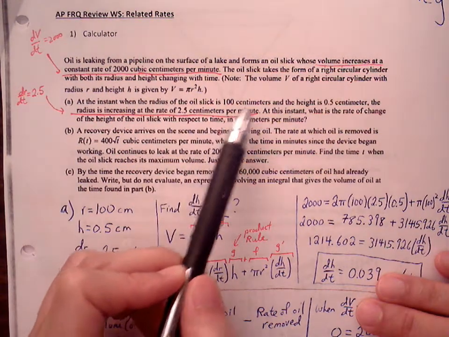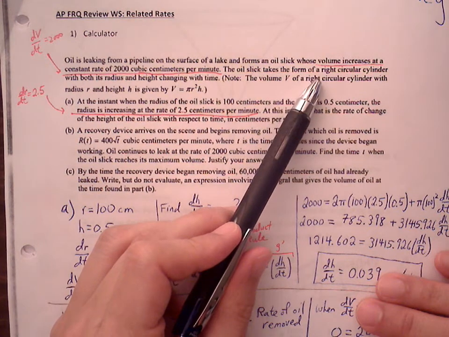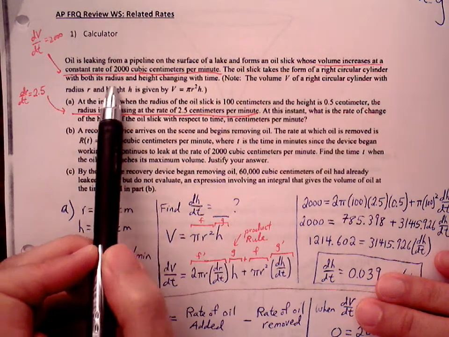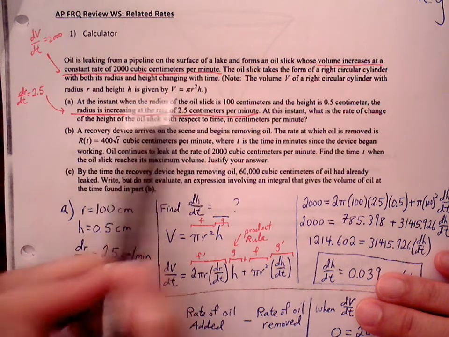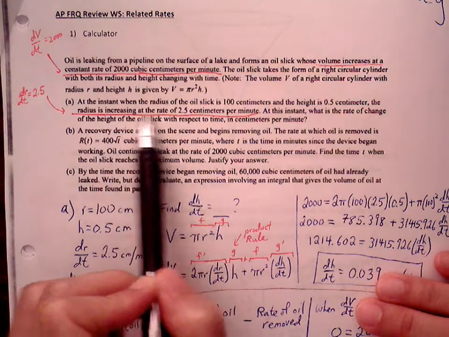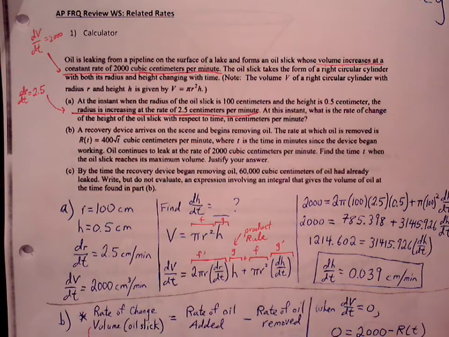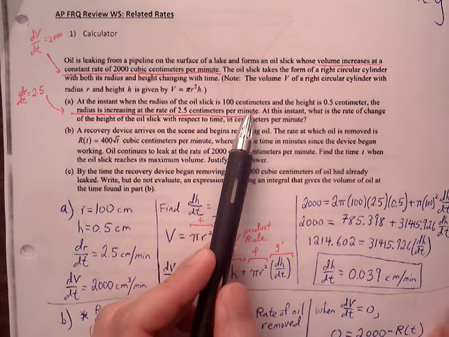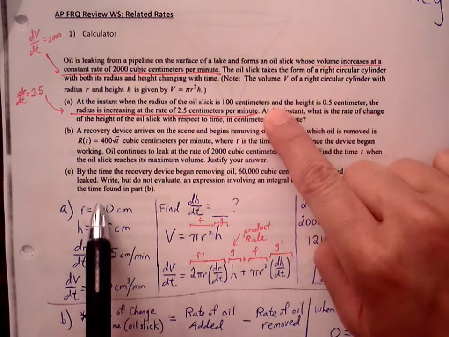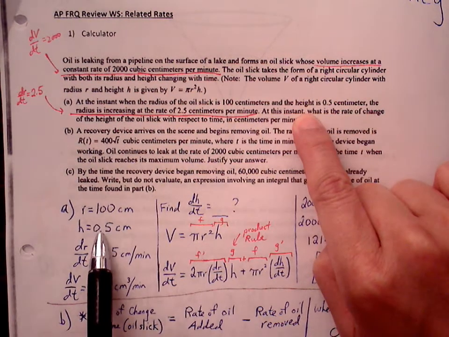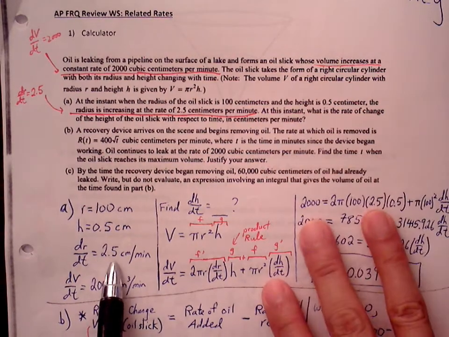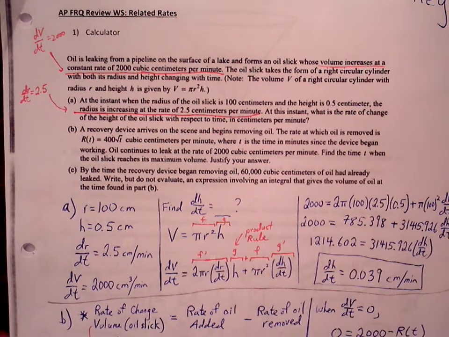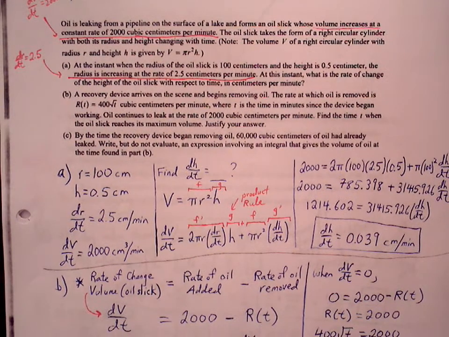The oil slick takes the form of a right circular cylinder with both of its radius and height changing with time. Okay, and the volume formula is given. So part A, at the instant when the radius of the oil slick is 100 centimeters, we can go ahead and gather that information. Height is 0.5 centimeters. The radius is increasing at a rate of 2.5 centimeters per minute, so dr/dt is 2.5 centimeters per minute. At this instant, what is the rate of change of the height of the oil slick?